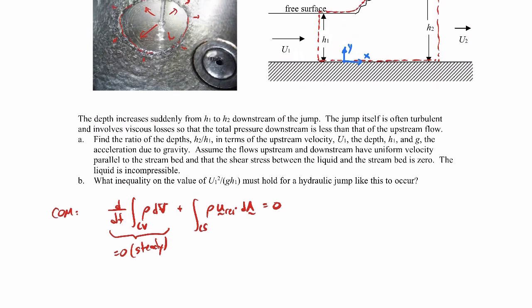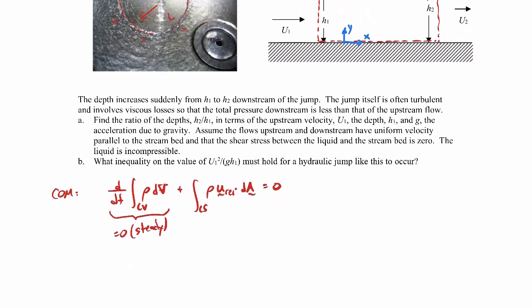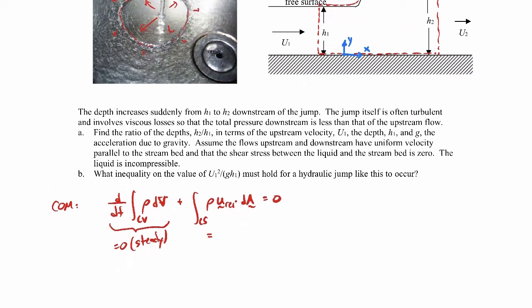All right, let's go ahead and evaluate the mass flow rate term. That's this term. This is the mass flow rate out through the control surface. So we have mass flow rate coming in here at h1 and going out here at h2. Nothing is going out through the bottom because it's a solid boundary, and nothing's going out through the top because I'm just following the free surface. So we'll evaluate what's happening on the left side first. So we have the density.